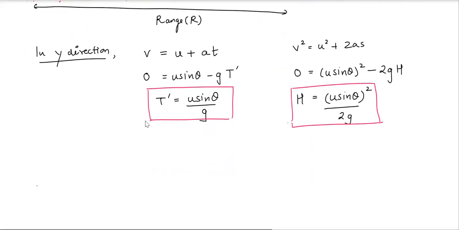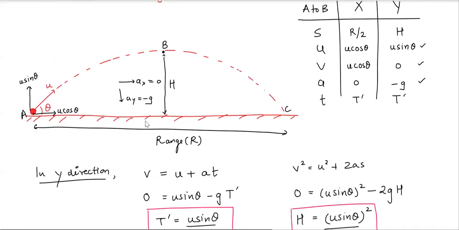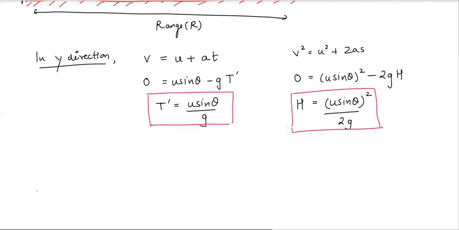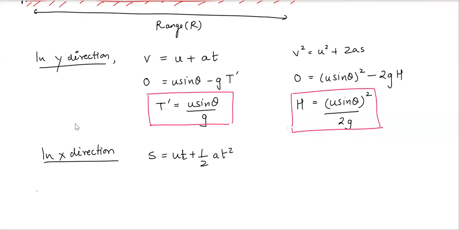Now, if I want to find the range, I can take motion in x direction. I can use s is equal to ut plus half at square. You can see the time will be the same in both directions. This s is half of the entire range, and u is u cos theta in the horizontal direction. And the time taken is t dash.